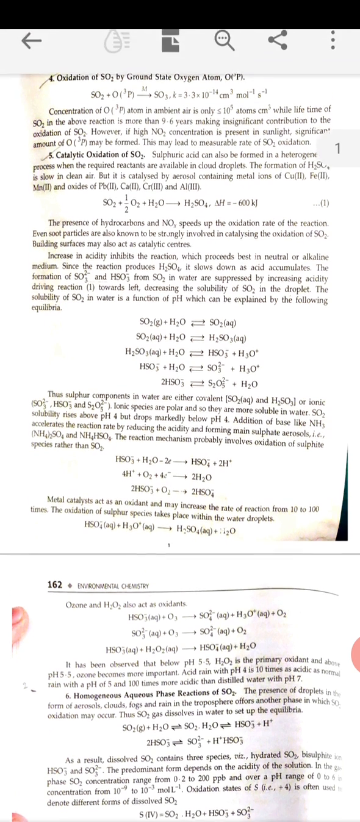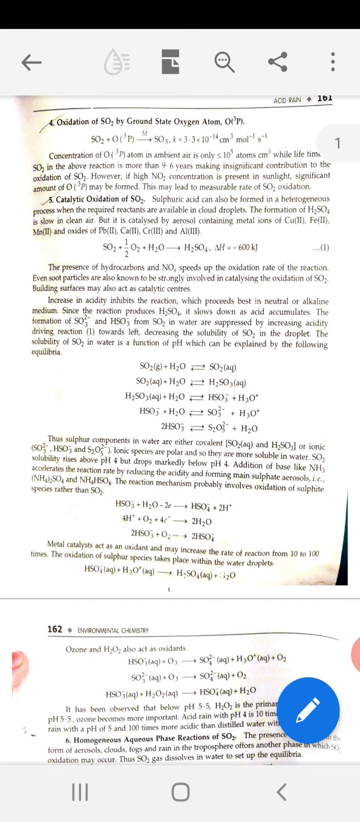Concentration of oxygen atom in ambient air is equal to or less than 10 to the power 5 atoms per centimeter cube, while the lifetime of SO2 in the above reaction is more than 9.6 years, making an insignificant contribution to the oxidation of SO2. However, if high NO2 concentration is present in sunlight, a significant amount of O3 may be formed. This may lead to a measurable rate of SO2 oxidation.